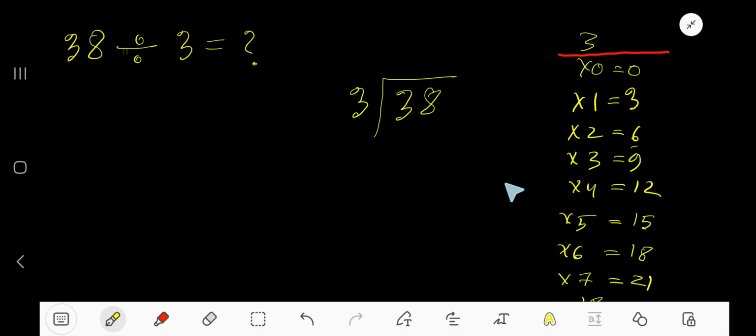This process will continue. 3 goes into this 3 how many times? 3 goes into 3 one time, right? 1 time 3 gives you 3. Subtract, 0. Bring down this digit 8.